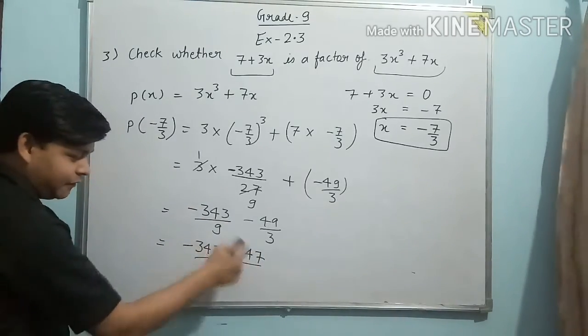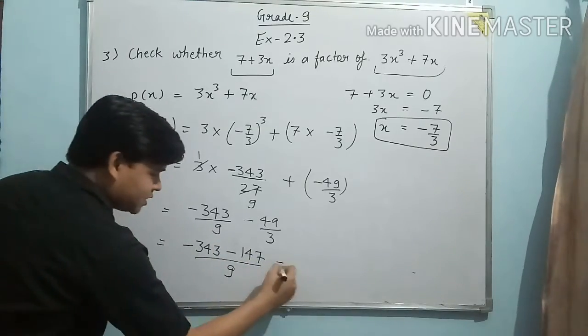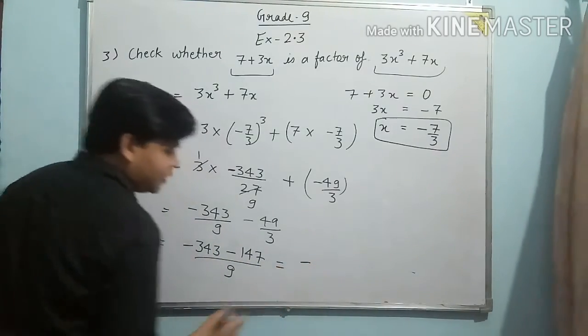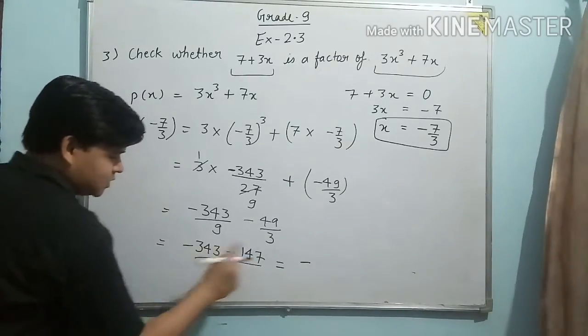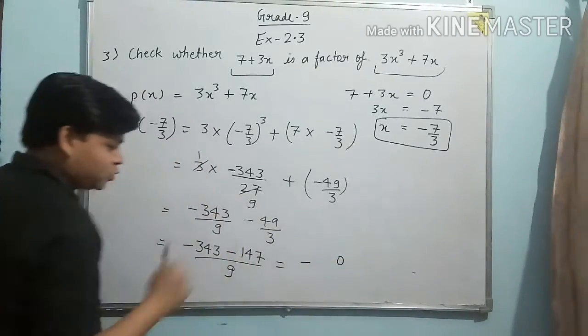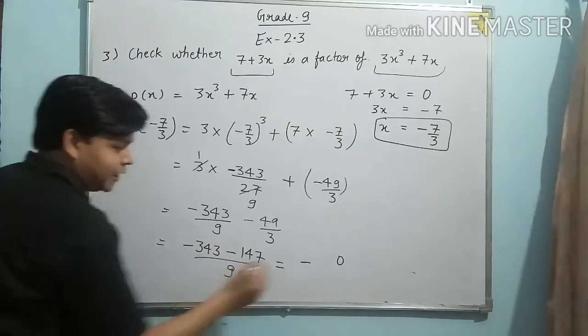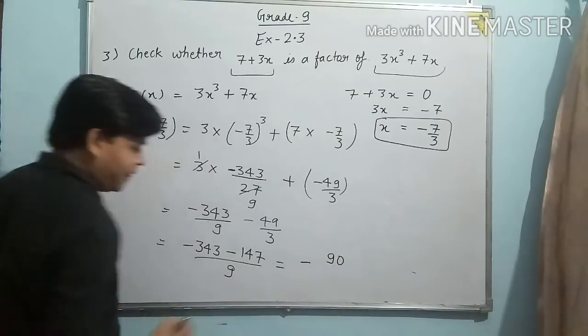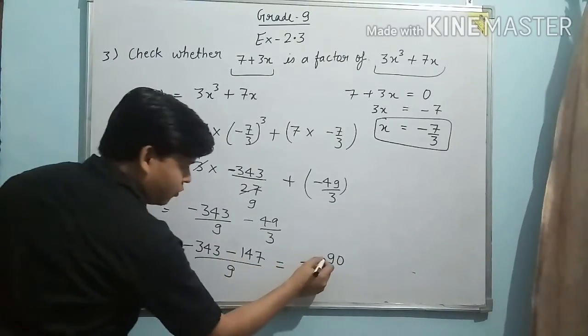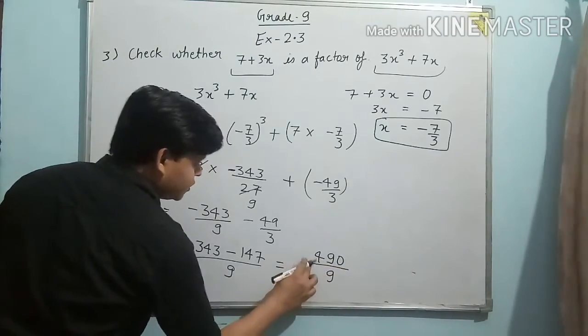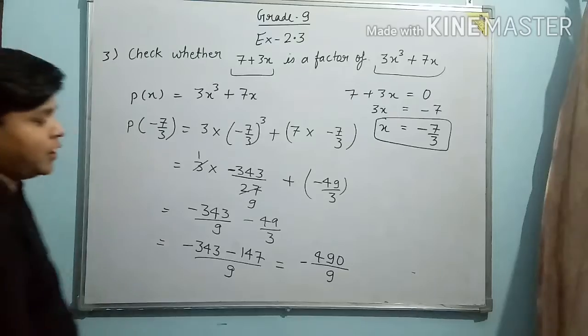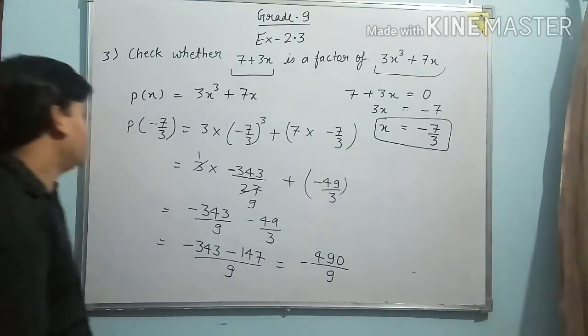Now both are negative numbers, so let's add these two numbers, but the answer will be negative, so I have put here minus sign. Now add these two numbers. 7 plus 3 will become 10. That means 1 carry. 4 and 4 8. 1 carry 9. And 3 plus 1 4. And in denominator we have 9. So this is the remainder. That means 490 upon 9.